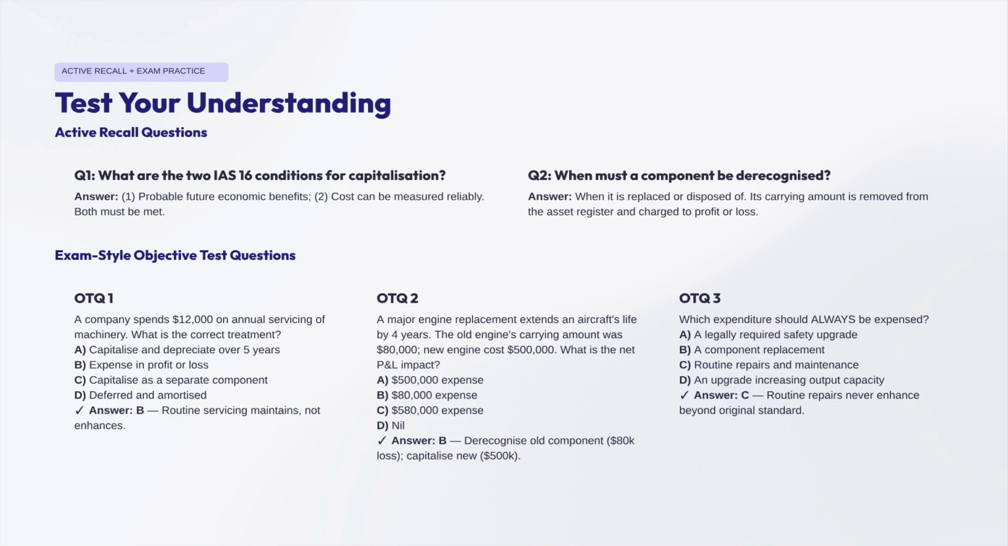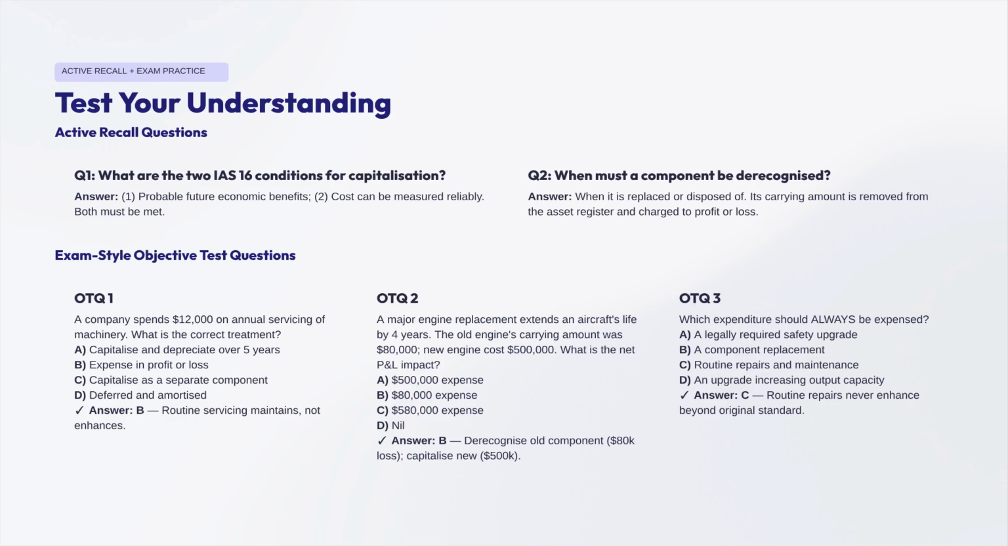Question 2. When must a component be derecognized? It's when the component is replaced or disposed of. Its carrying amount is removed from the asset register and charged to profit or loss. Now, let's apply that to some exam-style objective test questions.